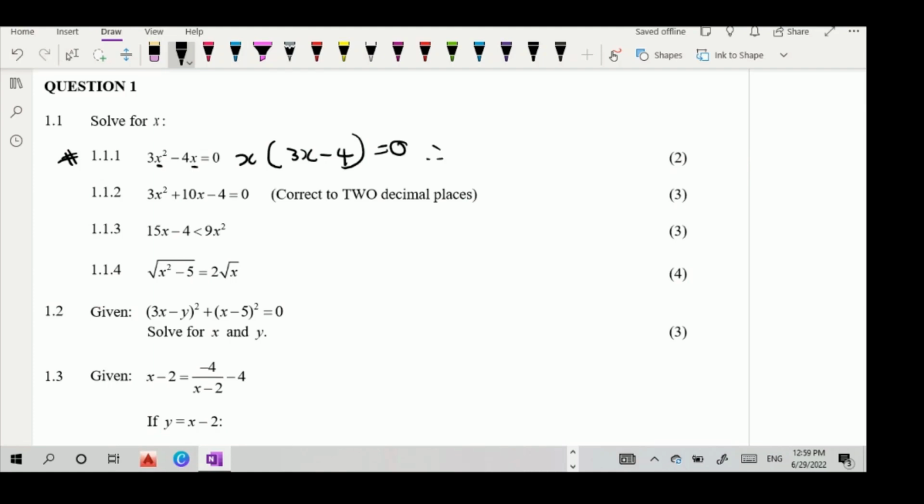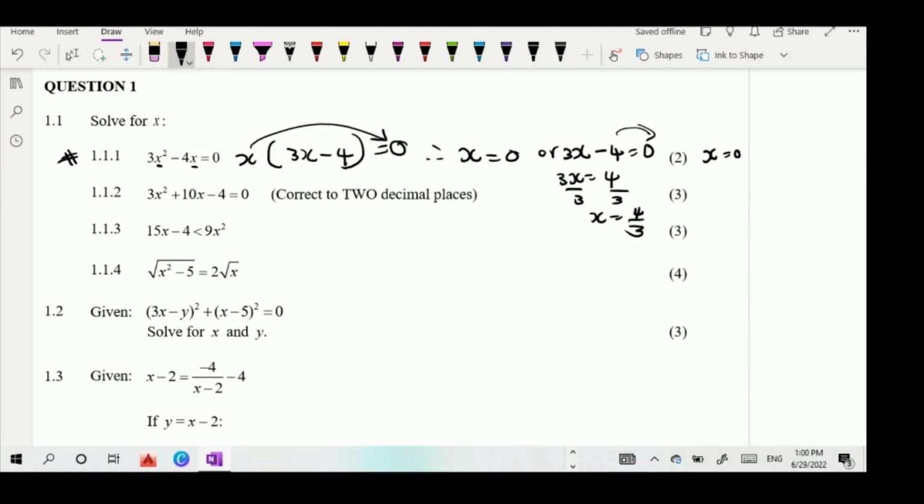So the solution here will be x being equal to 0, which is this 0 here, or 3x minus 4 is equal to 0. Then you transpose the minus 4 to the other side, we have 3x is equal to 4. Divide by 3 both sides, we have x is equal to 4 over 3. So the solutions for this problem are x is equal to 0 or x is equal to 4 over 3.